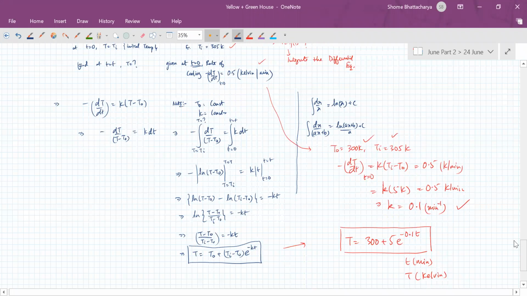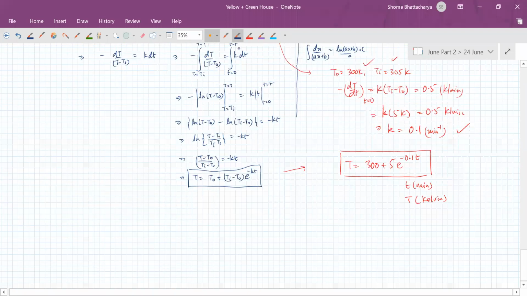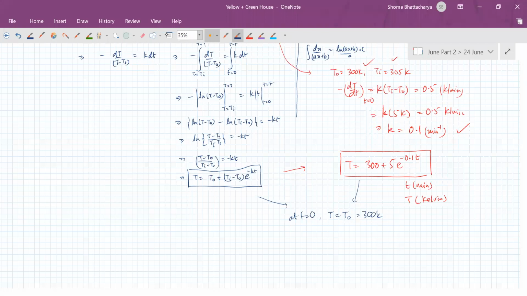So one final thing about this. Now, when we visualize this as a graph, how the temperature is changing with respect to time, you can see from this that at t equal to 0, the value of the temperature will be equal to, sorry, it will be T initial, not T naught, which is equal to 305, because e raised to the power 0 will be 1. So this factor will be 1. So 300 plus 5, or T naught plus T initial minus T naught.